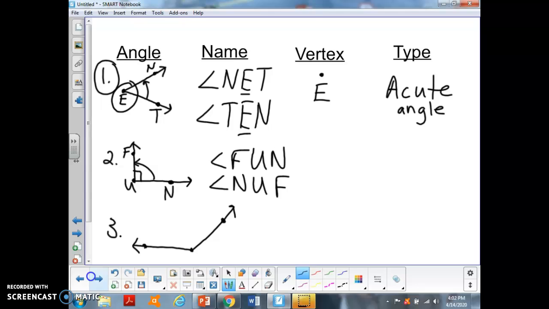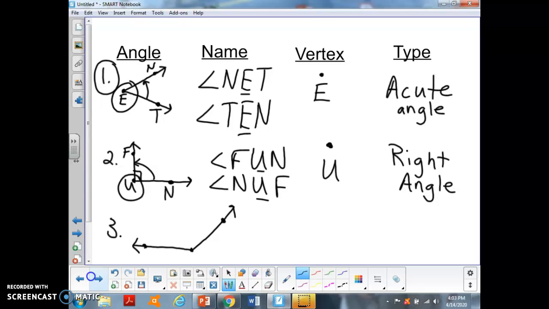Enough of that. Yes, I get it. But notice, the U must be in the center. That's our vertex. How do we label it? Point U. And now what type? Because I put the box in number 2, this would be a right angle. 90 degrees.